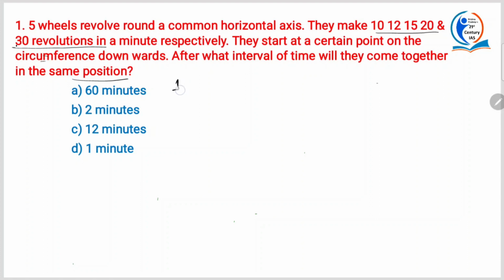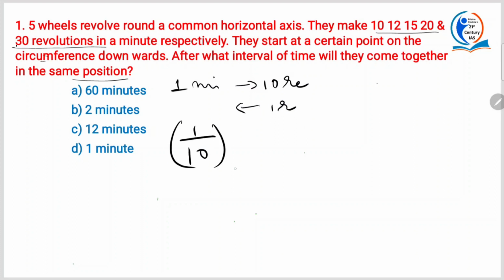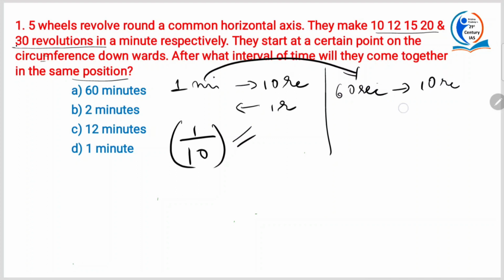Okay, so they are given that in 1 minute, wheel number 1 will make 10 revolutions. So what is the time taken for 1 revolution? It is 1/10th of a minute. But fractions are tough to calculate, at least in terms of LCM and HCF. So to ease your calculations, you will convert it into seconds. So for 60 seconds, it is making 10 revolutions. For 1 revolution, it will be how much? So it will be 60 seconds into 1/10.